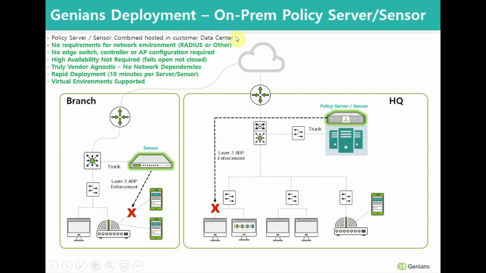For our final example, we'll be looking at a policy server sensor combination hosted in the customer data center. This can be physical or virtual, and it can play the role of a policy server and a sensor. This deployment model is typically favorable in the headquarters where there's no need to have a separate sensor in most situations. Everything else about this deployment model is also the same as the previous two.